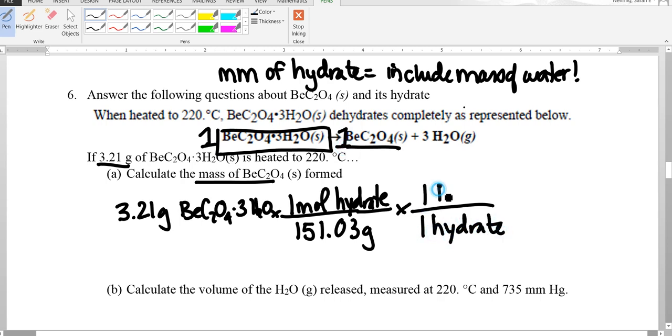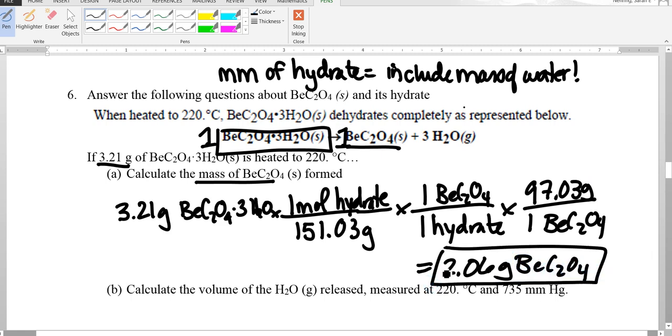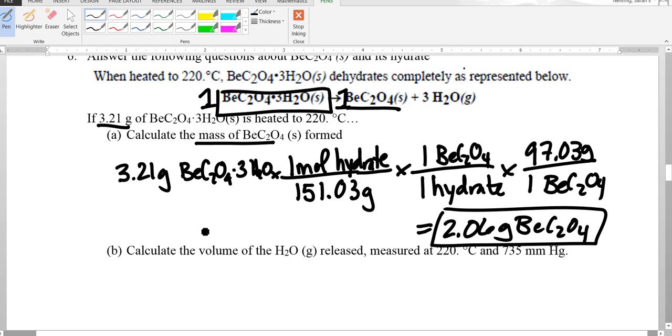product here. 1 BeC2O4. That's beryllium oxalate. And I'm trying to find grams of BeC2O4. So I'm going to look up on the periodic table and find the molar mass of this thing alone. That's 97.03. So that means I made 2.06 grams of my solid. So this is just a gram-to-gram stoic problem. The tricky thing is just figuring out how to find the molar mass of a hydrate, remembering what the heck that symbol means.